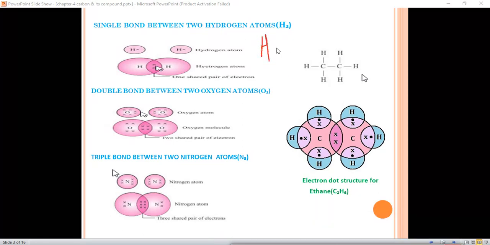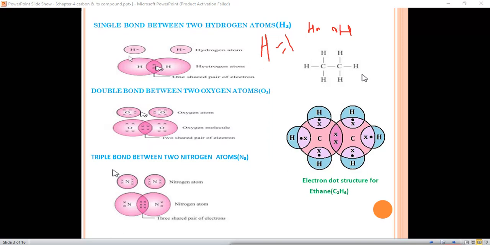Atomic number of hydrogen is 1. How many electrons does hydrogen have in its outermost shell? Only 1 electron. The other hydrogen will also have 1 electron. These two hydrogen atoms will share their electrons to attain noble gas configuration. Then both hydrogen atoms will have 2 electrons.